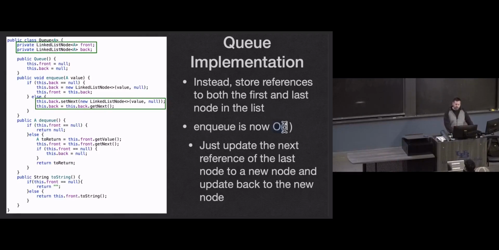So now we have O of 1 enqueue, and we're feeling better about the efficiency of our implementation, which, if that's the whole point of a queue and a stack is for efficiency, we better make sure we're efficient. So that's the way we can get that done.